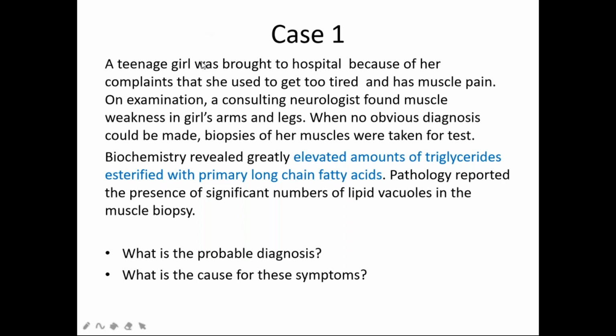So what can be the probable diagnosis of this case? The complaint is tiredness, muscle pain, and weakness. And what are the causes of these symptoms?